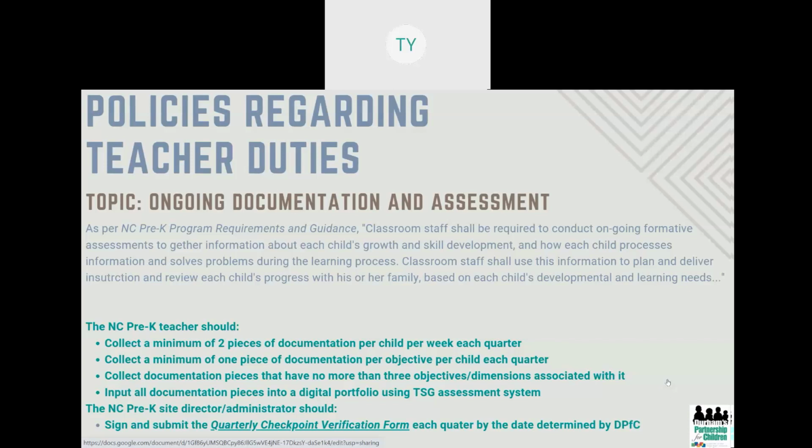The next bullet point: collect documentation pieces that have no more than 3 objectives or dimensions associated with it. This, again, is just to make sure that when collecting that information, it is as intentional as possible. In previous years, we have seen where there is 1 piece of documentation and there are almost 12 objectives connected to it. At that point, I'm not saying that it's impossible, but you kind of lose sight of what that piece of documentation is actually assessing and what you're looking at. So that's why we're limiting it to 3 per piece of documentation.